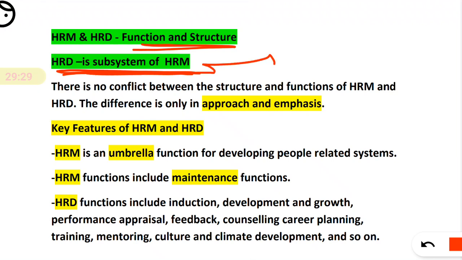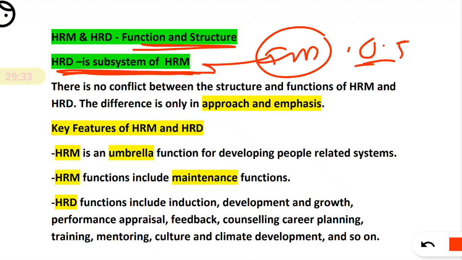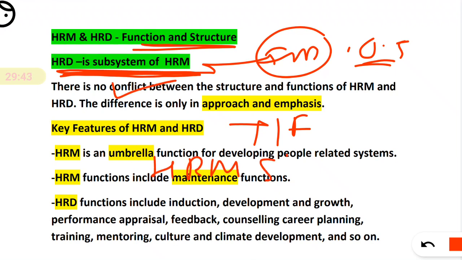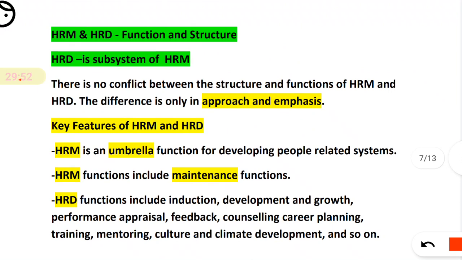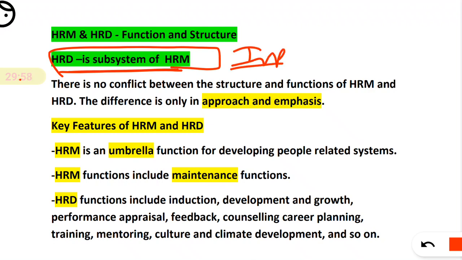This is the most expected MCQ for 0.5 marks. How can they frame a question? They will ask true or false: HRD is a subsystem of HRM. True. Second, they can ask: HRM is a subsystem of HRD. So it is false. In this way they will frame a question. So remember, HRD is a subsystem of HRM, not HRM is a subsystem of HRD. This line you have to remember. This is very, very important.